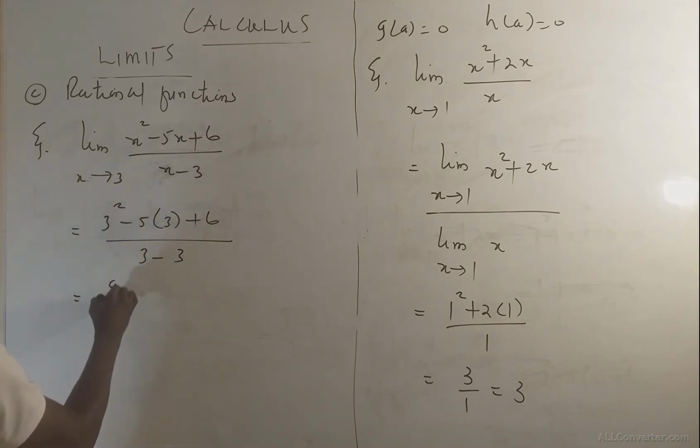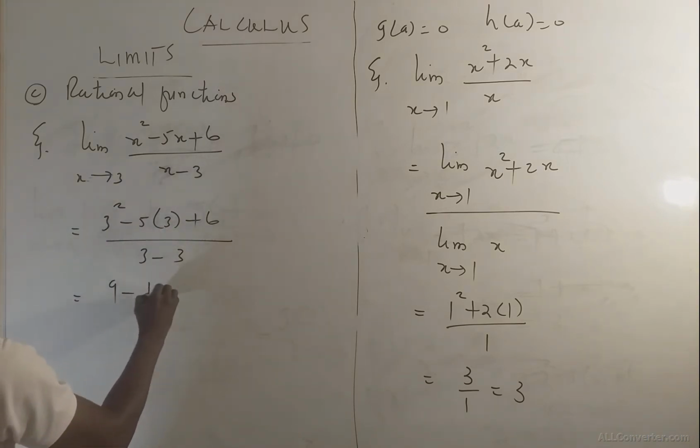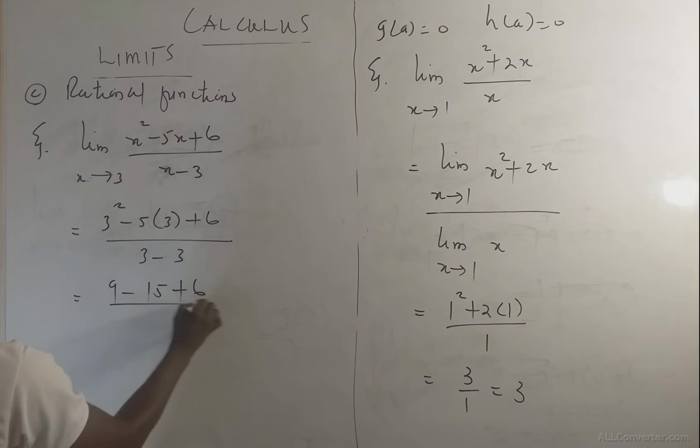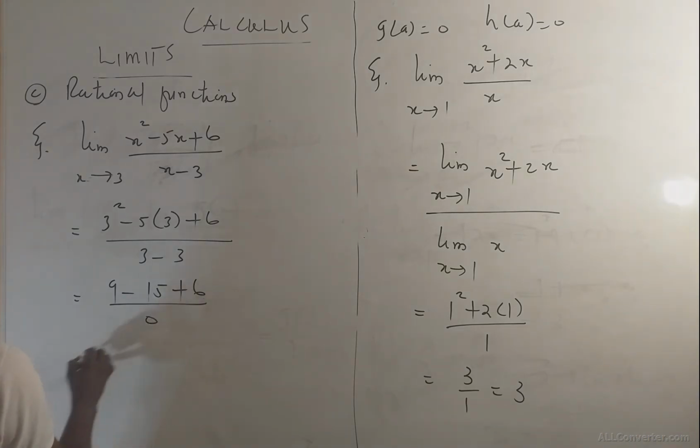Now 3 squared here will give us 9. 5 times 3 will give us 15 here. We have plus 6, all by 3 minus 3, which will give us 0. 9 minus 15 is minus 6, and minus 6 plus 6 is 0. So we have 0 over 0.